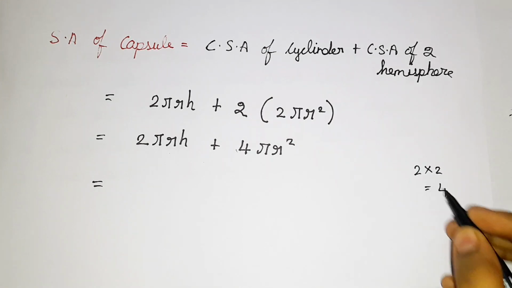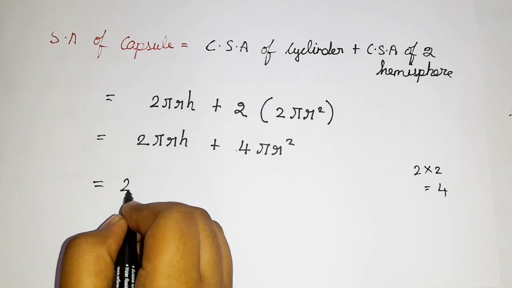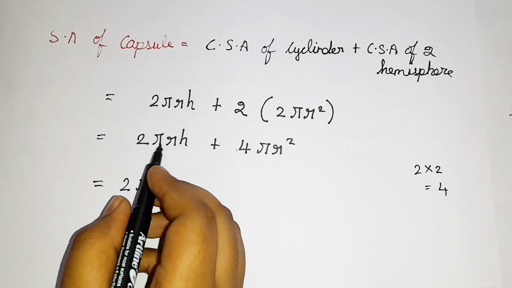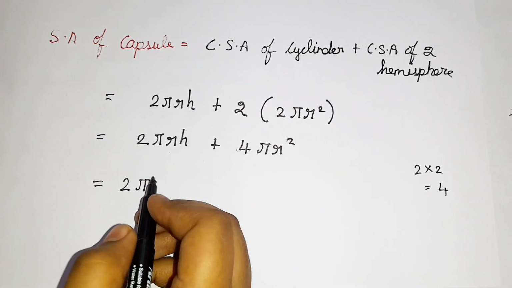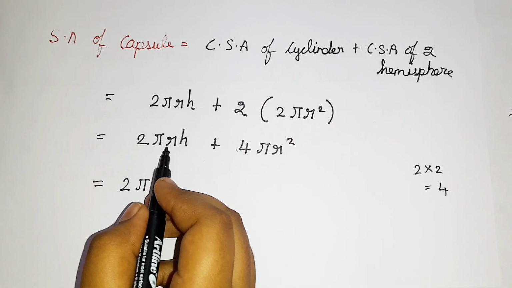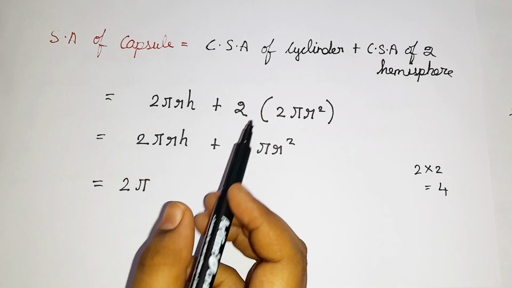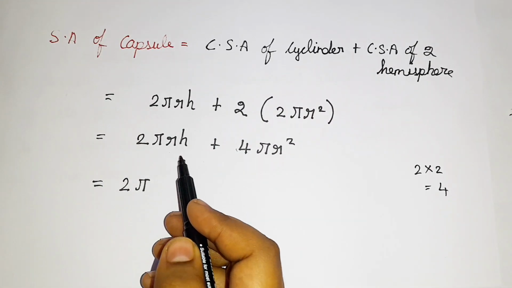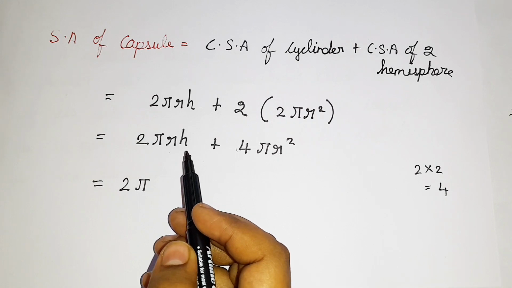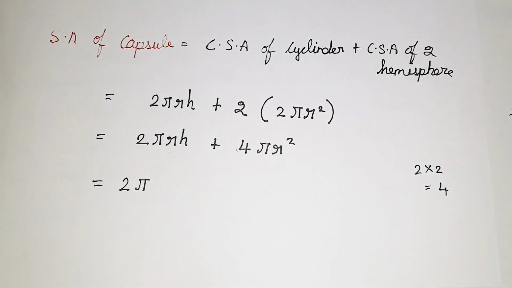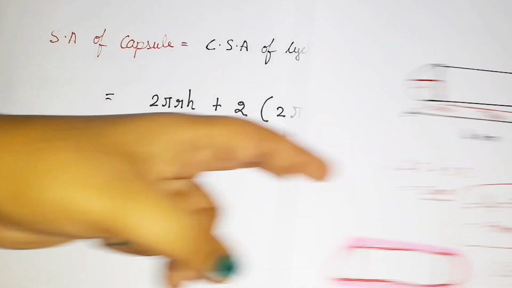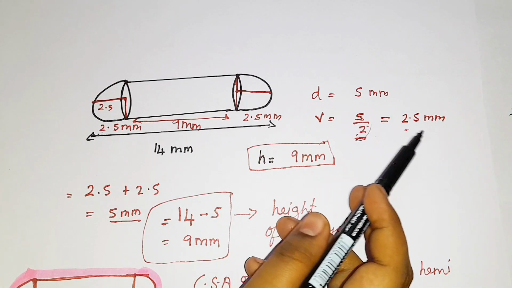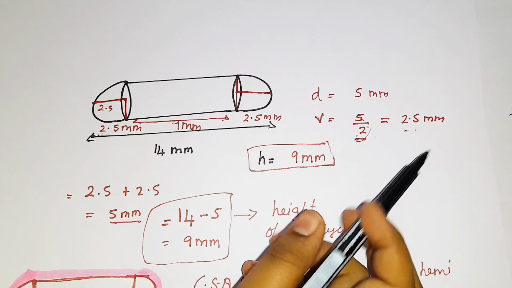Okay, so I can take one 2 as common, and then I can take pi as common. Why? Because on both sides we have pi and radius. In the cylinder as well as the hemisphere, the radius is 2.5, am I right? Otherwise we can write 5 by 2, as I just told you guys. So I am going to be using 5 by 2, because it is really easy to cancel, and if you want to try it with 2.5 also, no problem.